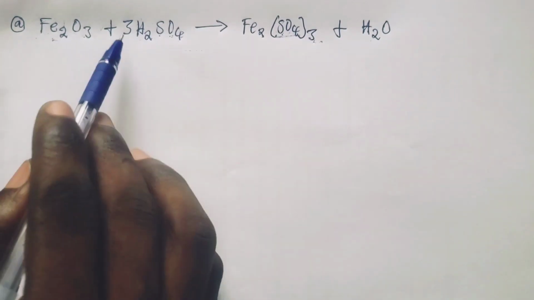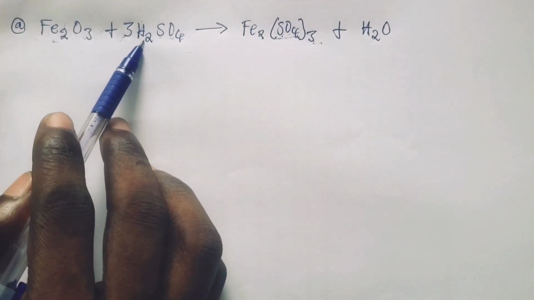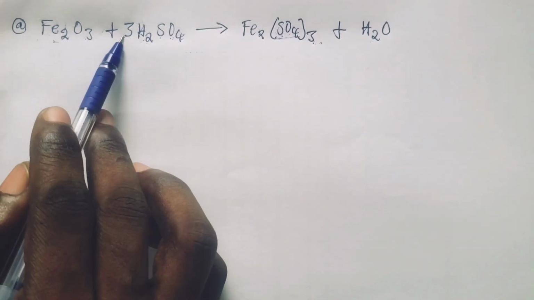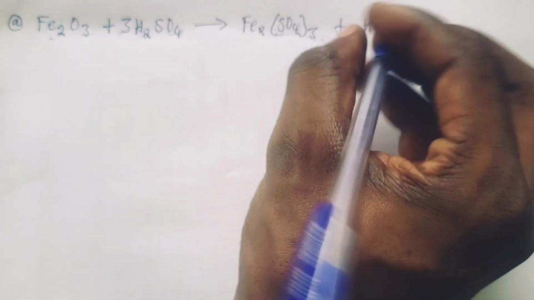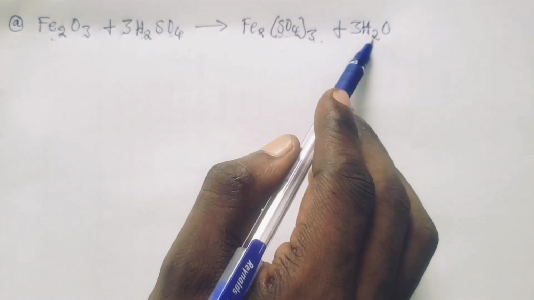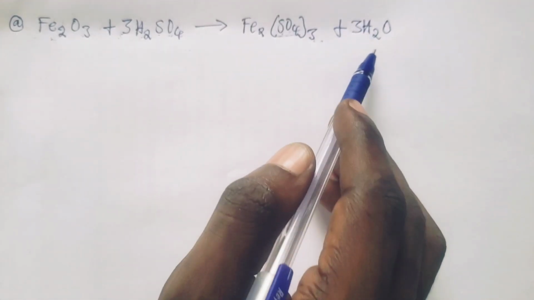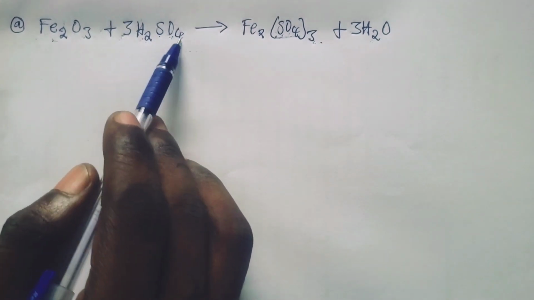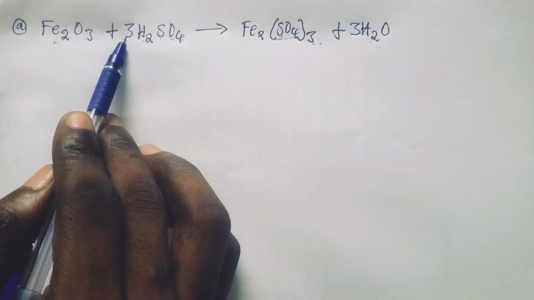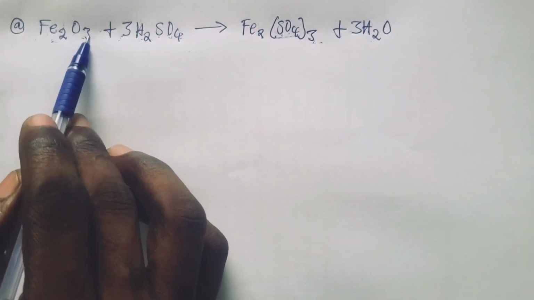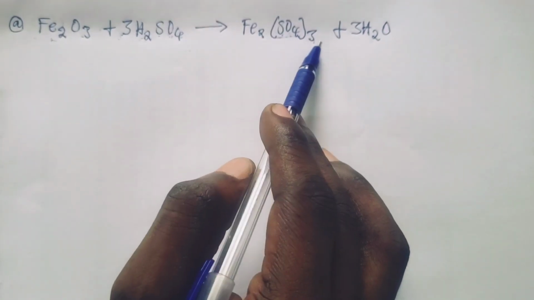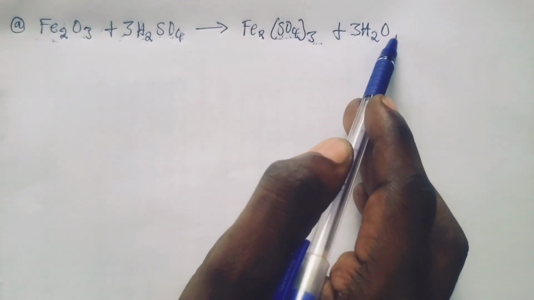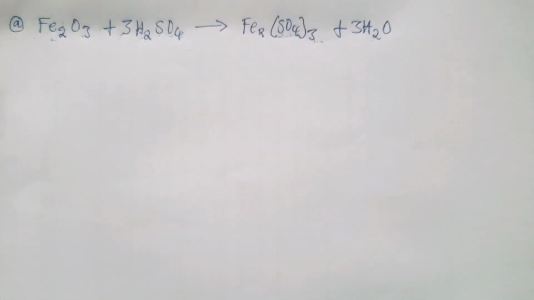Now because of this 3, it affects the hydrogens. So hydrogen becomes 2 times 3, 6, and here we have only 2. So if we add a 3 here, hydrogen becomes 2 times 3, even this side 6. What about oxygen? Because this 3 again affects oxygen, oxygen becomes 4 multiplied by 3, 12, plus this 3 here, 15. What about this side? 4 by 3 is 12, plus these 3, 15. So the equation is balanced. Alright, that's how you go about it. We go to the next.